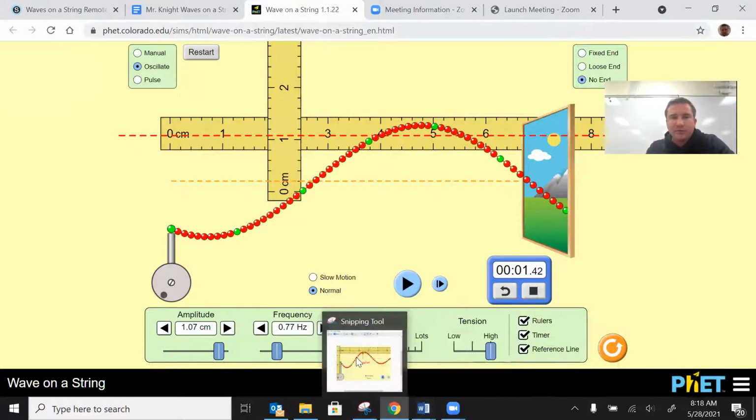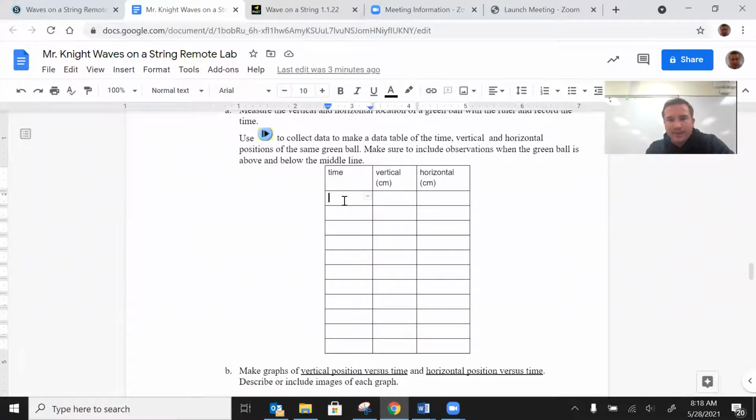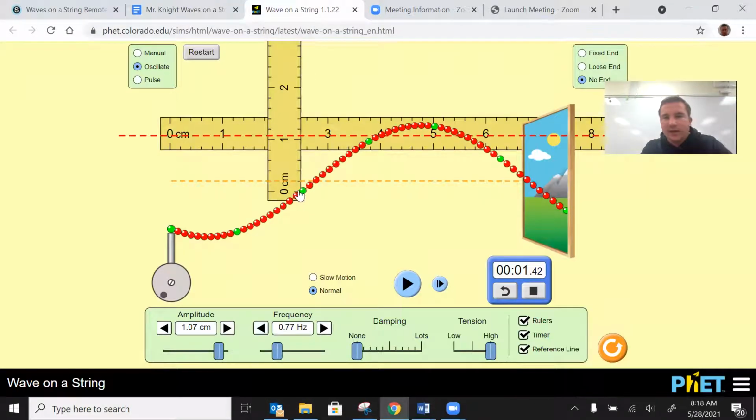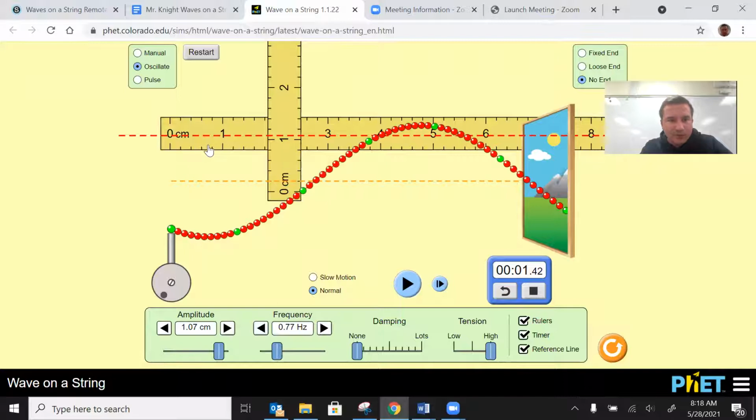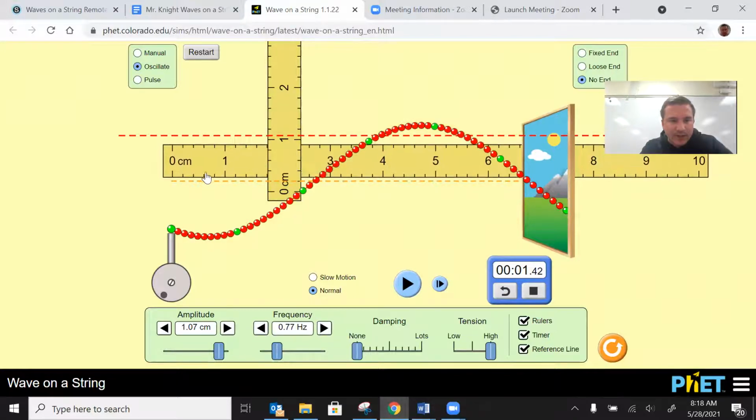So I can come back to my thing here at what time? 1.42 seconds. The vertical distance, I just measured that. It's below the line, right? So I said it's negative, and then it's 0.2 because each one of those hashes is 0.2. So vertical, negative 0.2. And horizontal, maybe we start from the edge here and we're measuring this way.